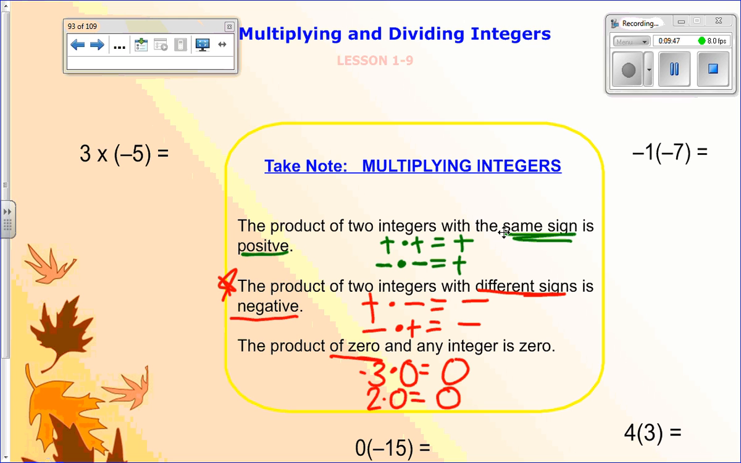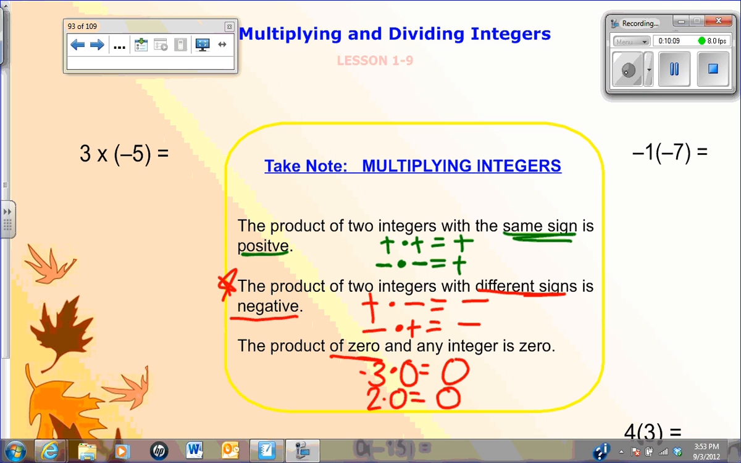Then I have a few problems around here that we could solve. In fact, I have four. I have them around this yellow box. What I'd like you to do is, in a second, pause the video and try to solve these using the rules. Make sure you look: are they the same sign? That'll tell you if your answer is positive or negative. Go ahead and pause me now.